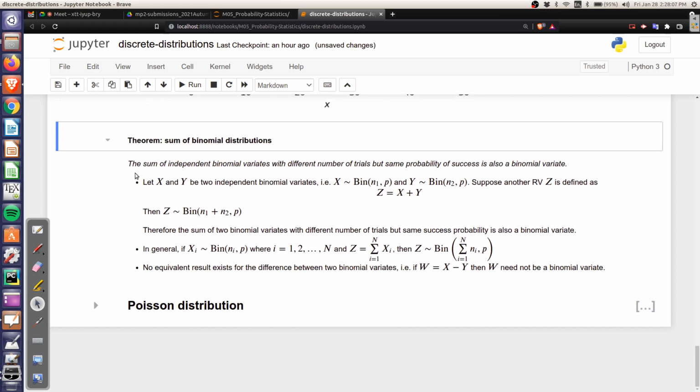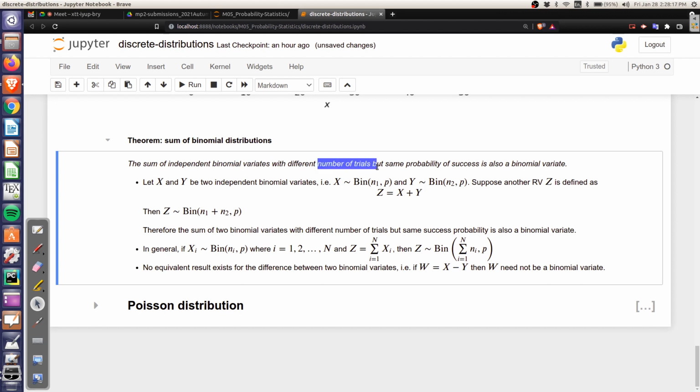Then there are certain theorems of binomial distributions which make our job easy. The first theorem is called the sum of binomial distributions. It says that if I have independent binomial variates whose numbers of trials are different, but the probability of success is the same, then the sum of all of these binomial variates is also a binomial variate. To be specific, let's say I have two independent random variables x and y, and both are binomial variates. The number of trials for x is n1 and y is also a binomial variate with number of trials n2. Now let's say I have another random variable z, which is simply the sum of these two binomial variates. Then this theorem says that z is also going to be a binomial distribution.